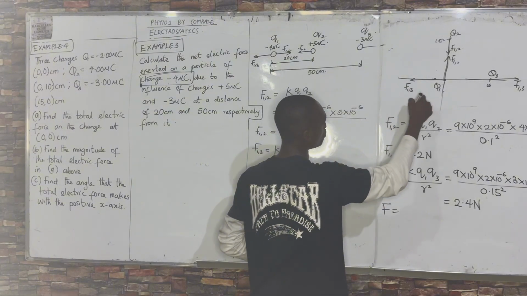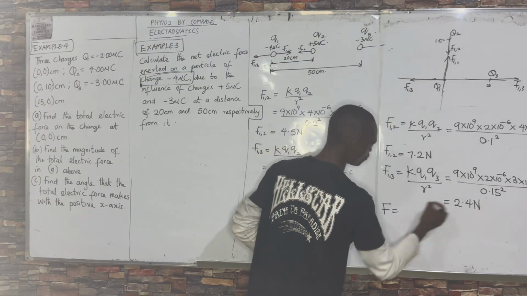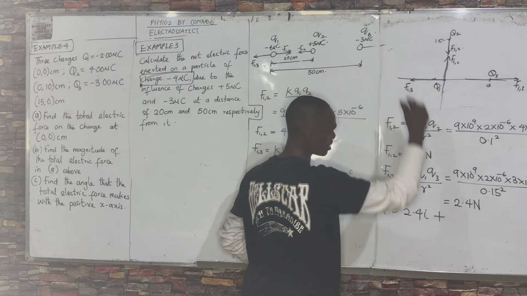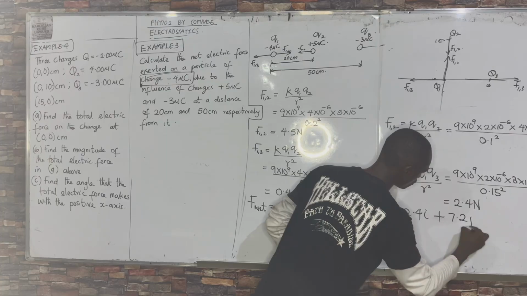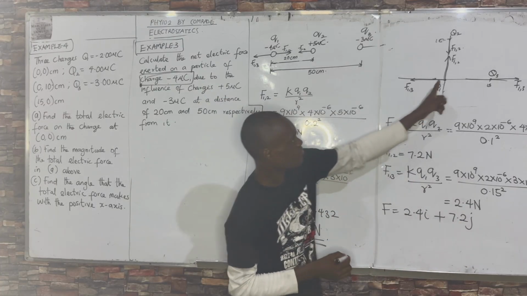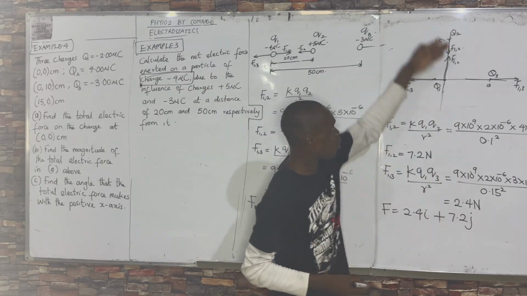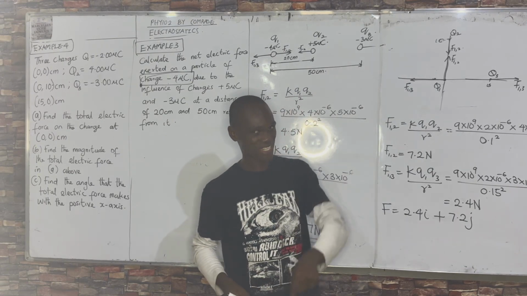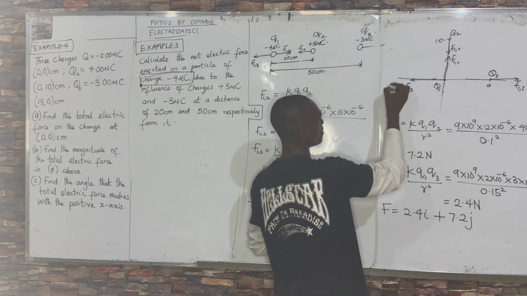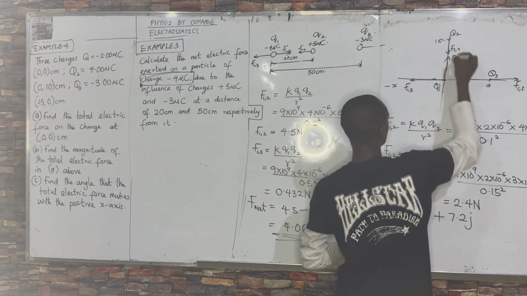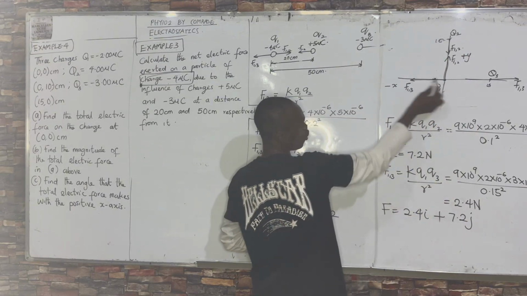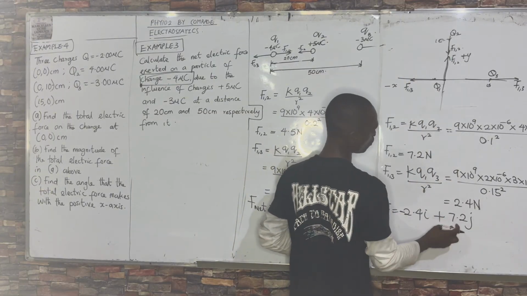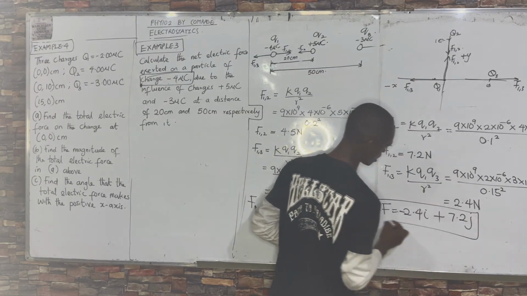So the horizontal, which is F13, the value is 2.4 i, plus vertical, which is 7.2 j. Vertical 7.2, horizontal 2.4. But do not forget direction, right? This part on your graph is minus x. This part of the graph is plus y. It means horizontal will take negative, vertical will take positive. So this is the resultant force.